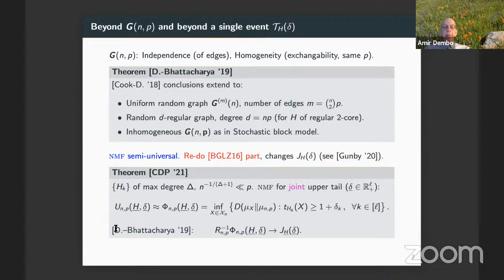And already in the paper with Bhattacharya, we have shown that the rate will remain the same, and the problem reduces to a similar rate function as in the BGLZ case.